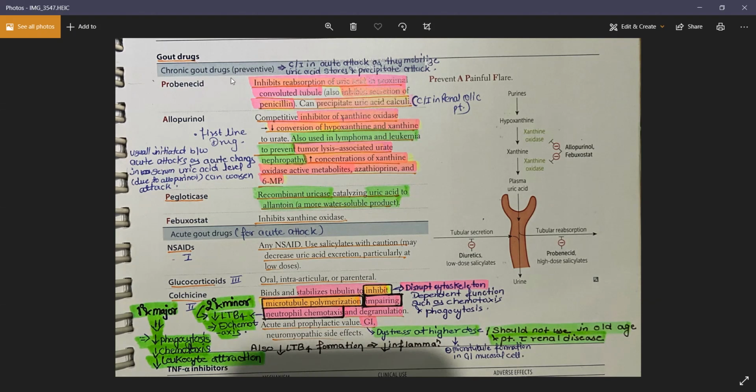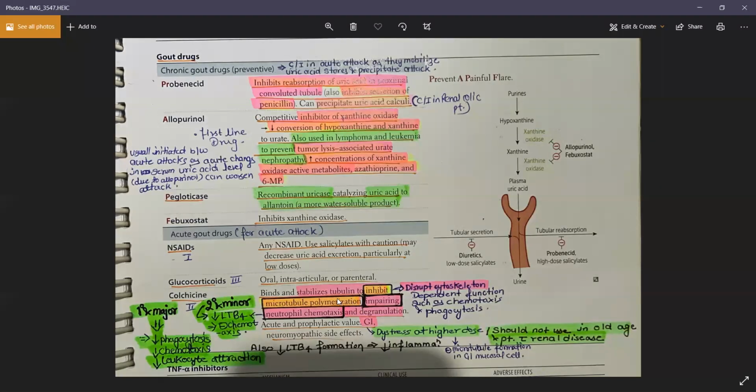So you won't give these agents in an acute attack. Whenever you encounter a patient in the emergency department with this severe pain, you will always give the acute gout drug first. And these include the NSAIDs, glucocorticoids, and colchicine. NSAIDs are the first line therapy, colchicine second line therapy, and the glucocorticoids third line therapy. We already know about the NSAIDs, they inhibit the COX, and that's why they inhibit the inflammation, right? By inhibiting the prostaglandins. Then you have colchicine, which is a microtubule inhibitor.